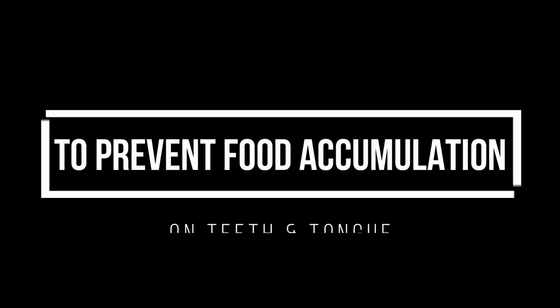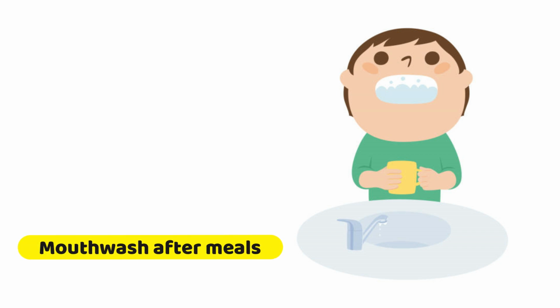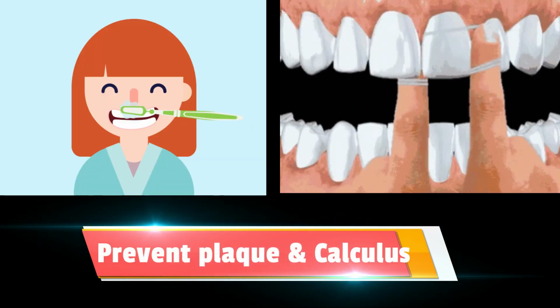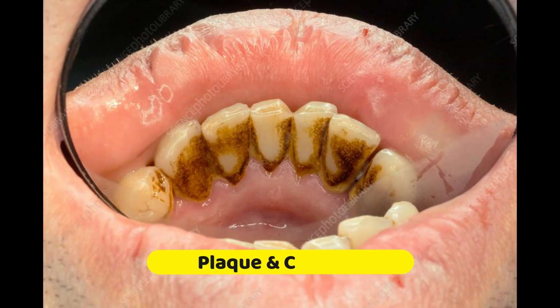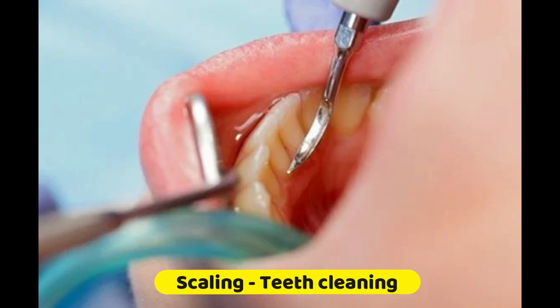To prevent accumulation of food on teeth and tongue, do remember to swish your mouth with plain water after each meal. You may also prevent plaque and calculus buildup by brushing and flossing regularly. And if you still have plaque and calculus buildup on your teeth, you may visit a dentist or a dental hygienist to get your teeth clean, a procedure which is known as scaling.